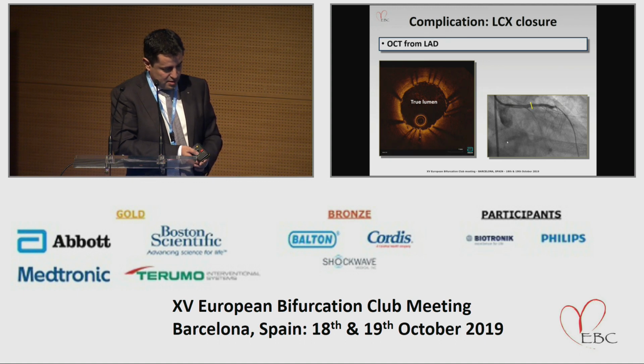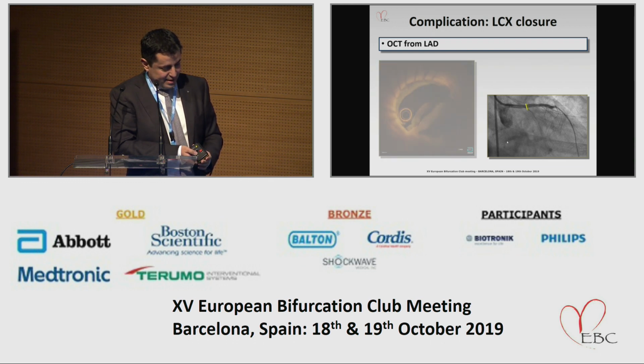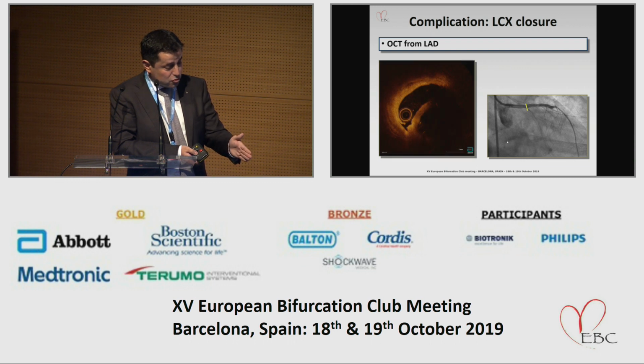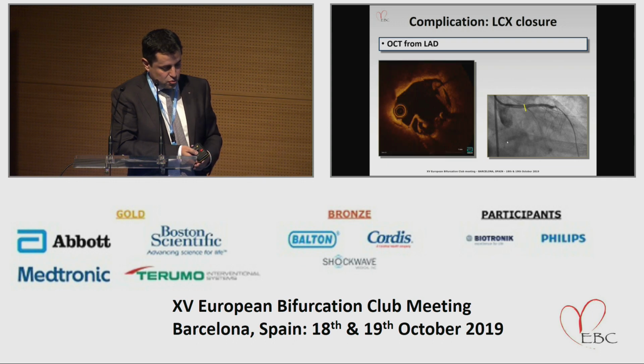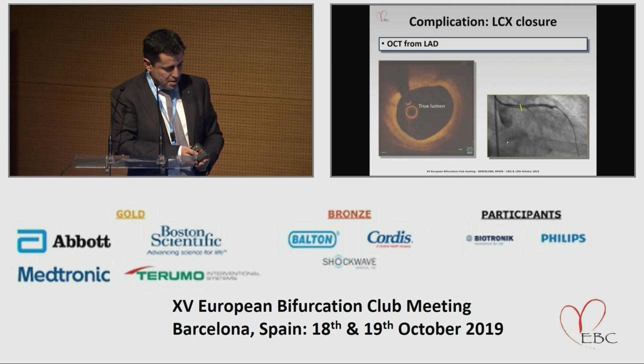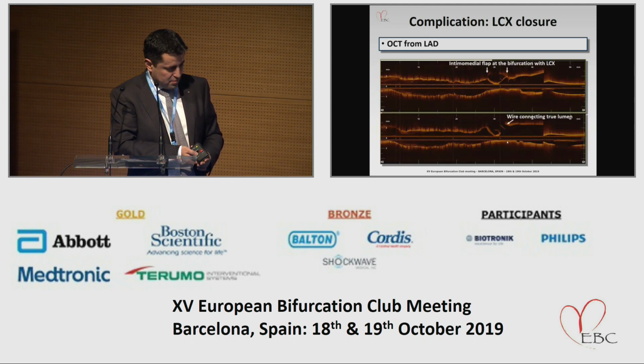This is the stent. Very close to the carina, you see the true lumen smashed against the vessel wall. Here you see the flow divider, and here you can see the entry point that had not been covered by the stent. And here is the wire entering through the true lumen in the circumflex. So the left main remains as well.